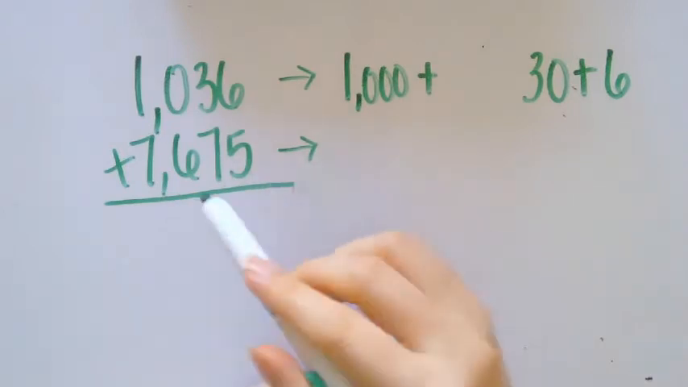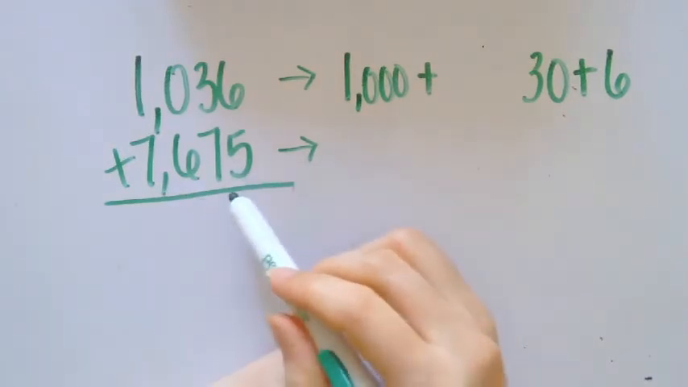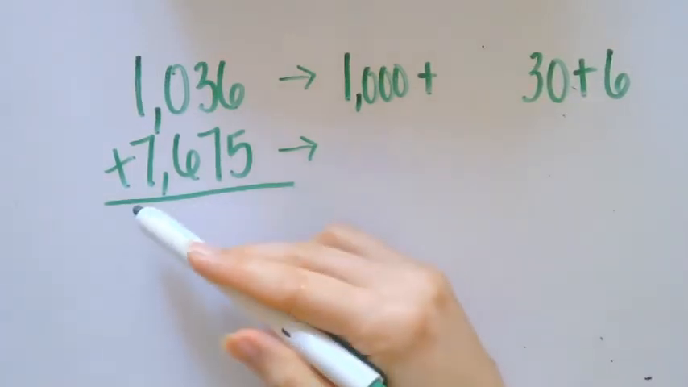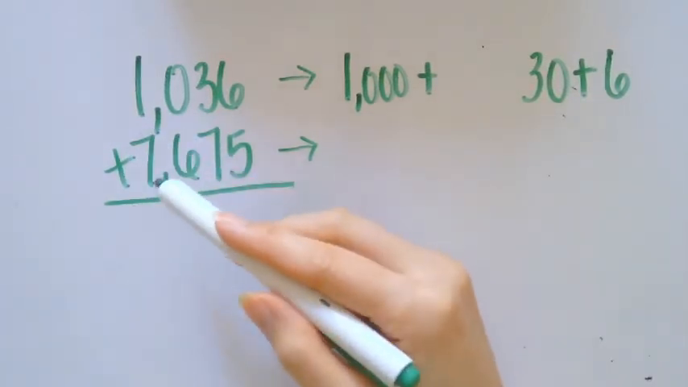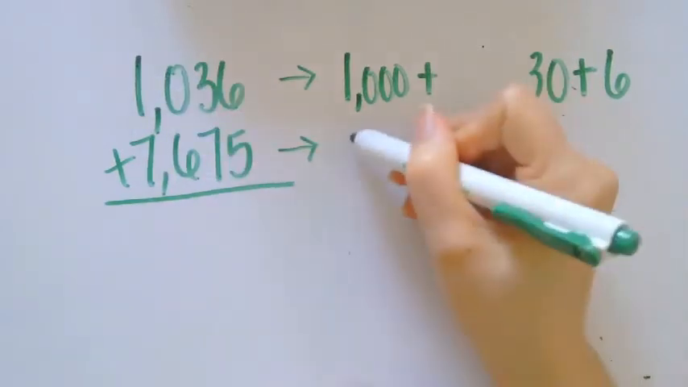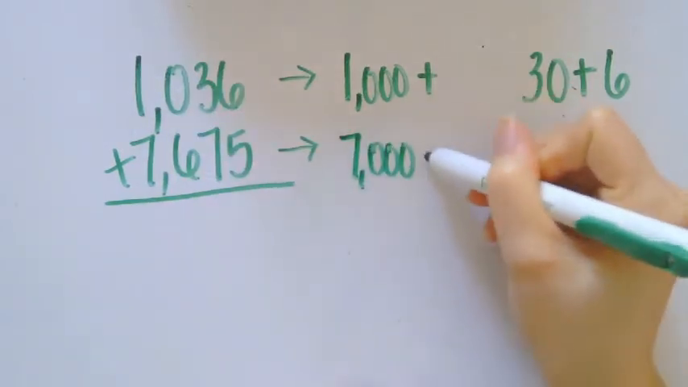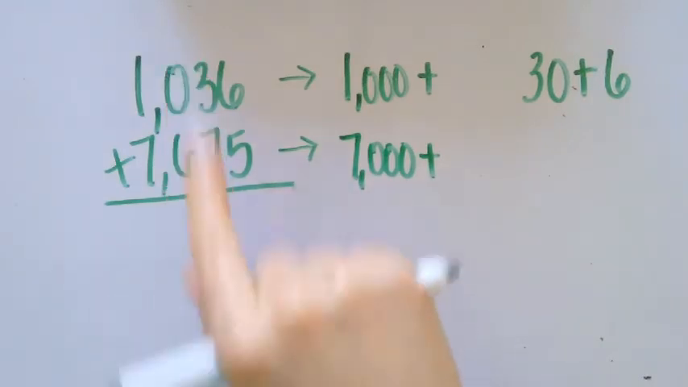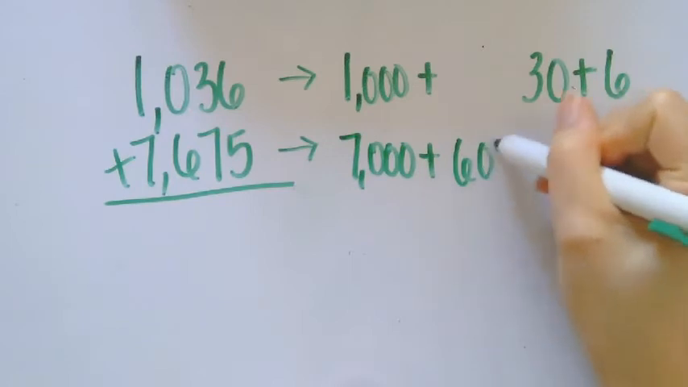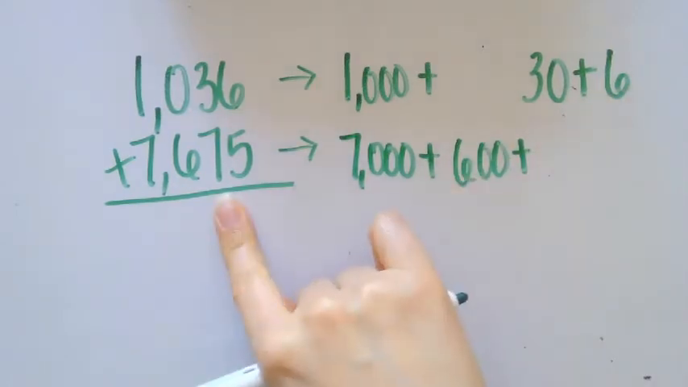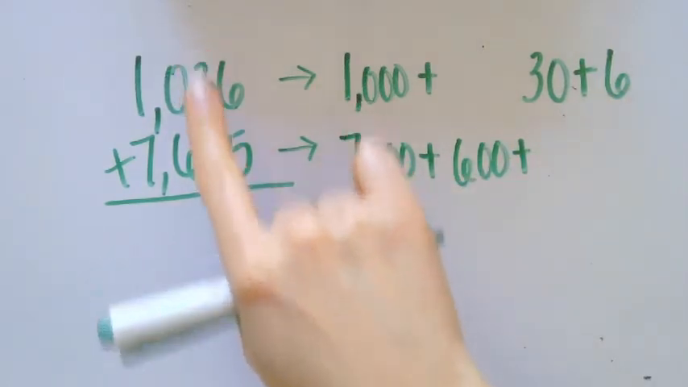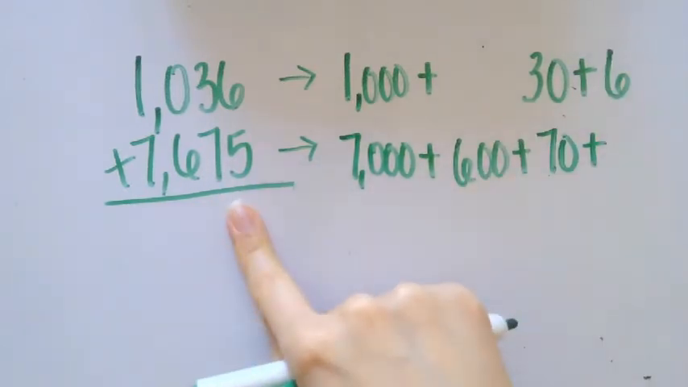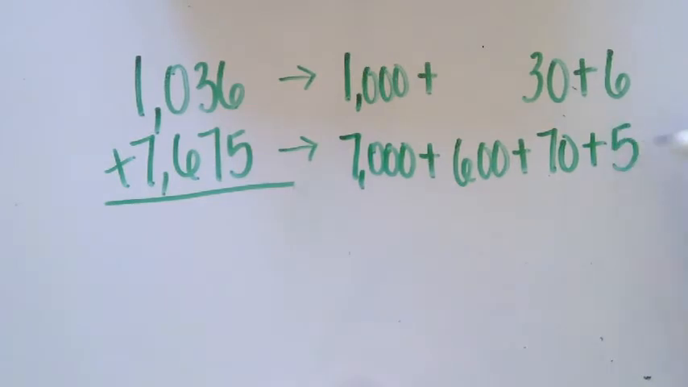All right, let's move on to our next number here. 7,665. How you're saying it is exactly how you're going to write it. So, first number you said was 7,000. 7 in the thousands place represents 7,000. Next number, 7,600. 6 in the hundreds place represents 600. 75. 7 in the tens place represents 70. 5 in the ones place represents 5.